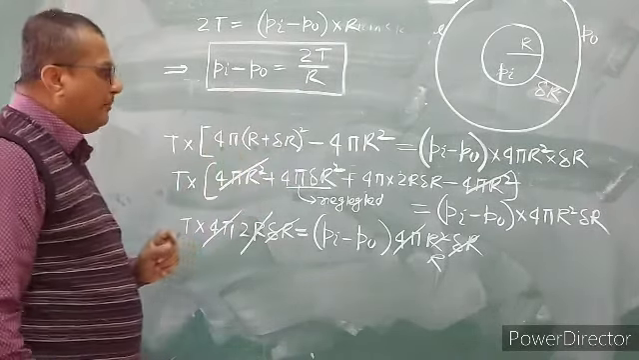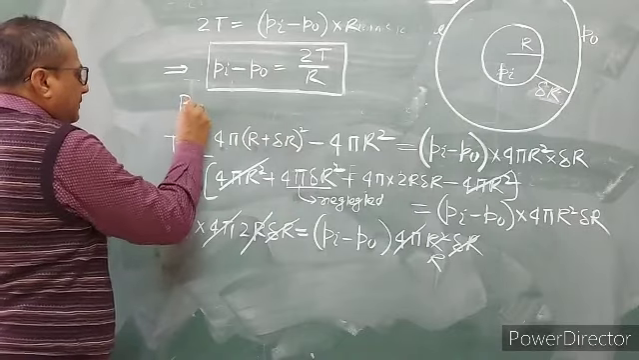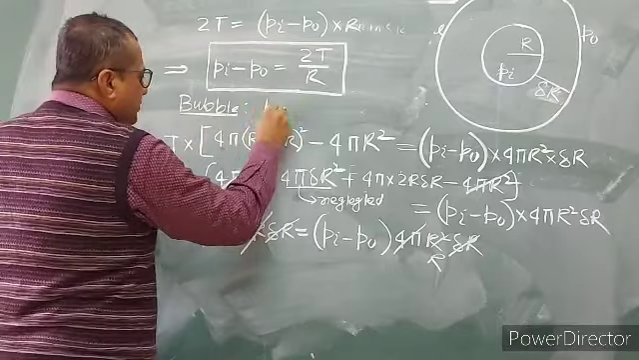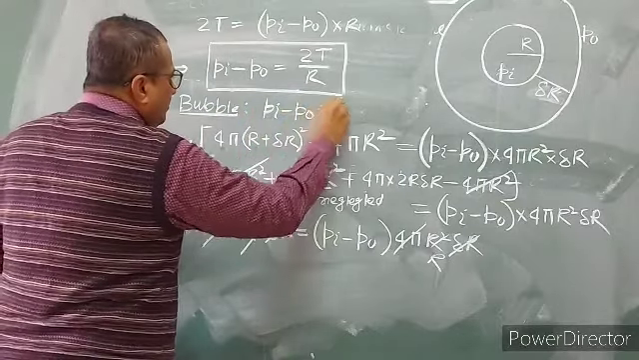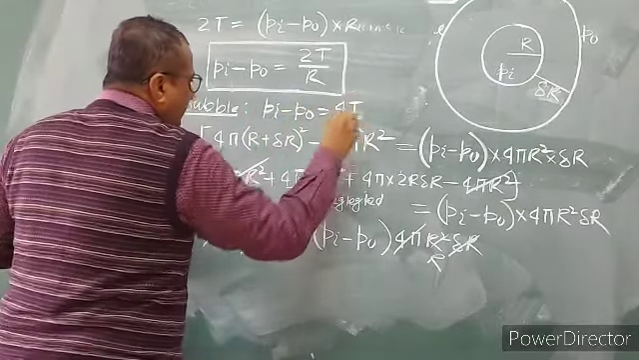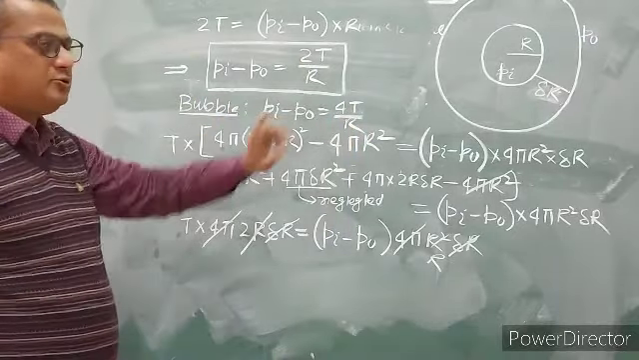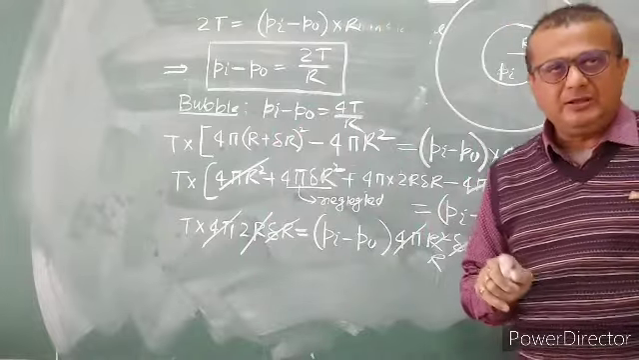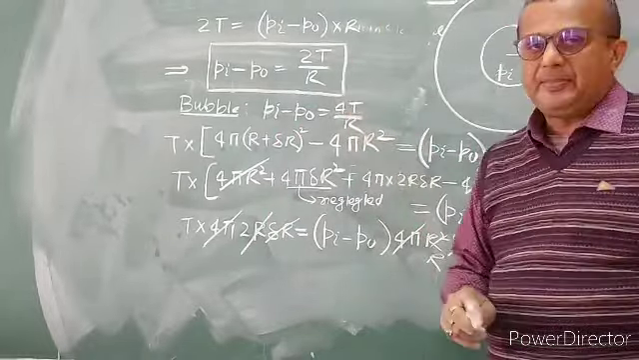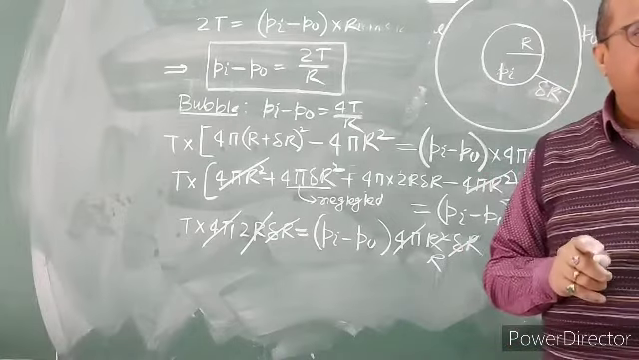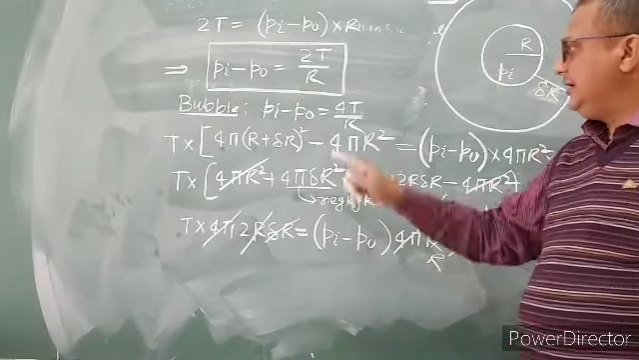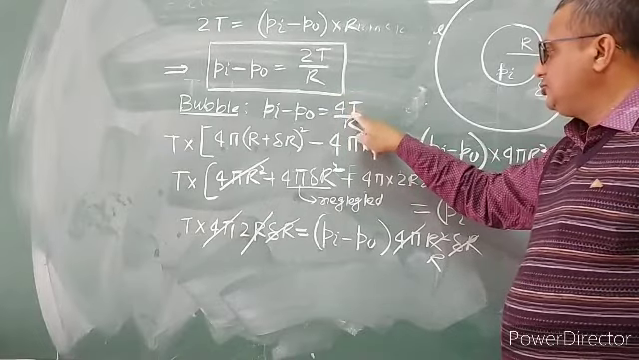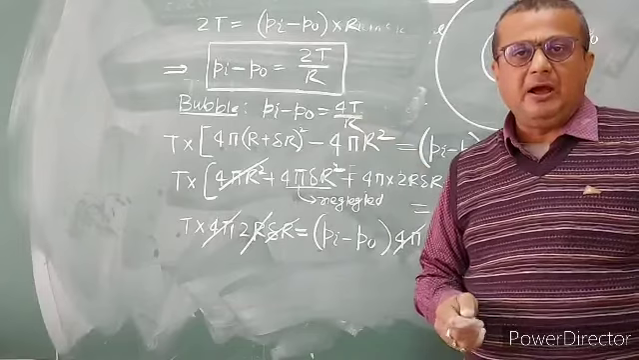If you take a bubble, a bubble has a double layer, so Pi minus PO is equal to 4T by r. The double layer multiplies the result by 2. In a liquid drop there is a single layer, that's why we calculated this one. But in a bubble there will be a double layer, so it is multiplied by 2, and it will be equal to 4T by r.